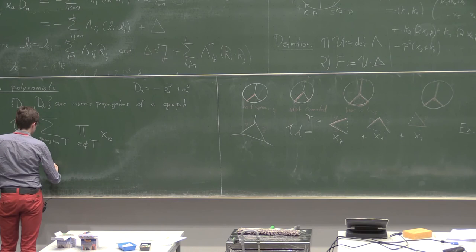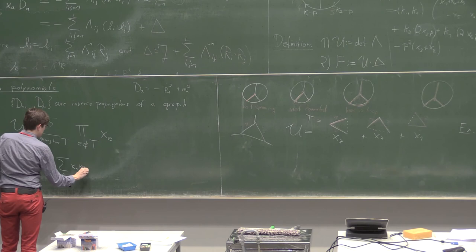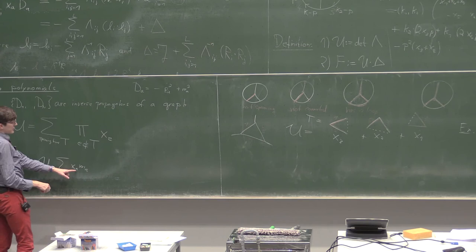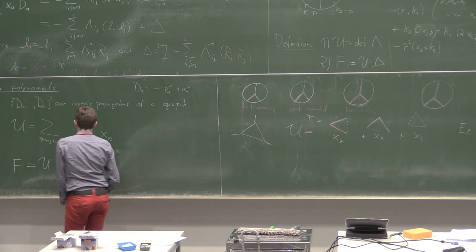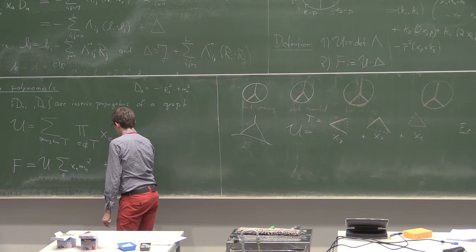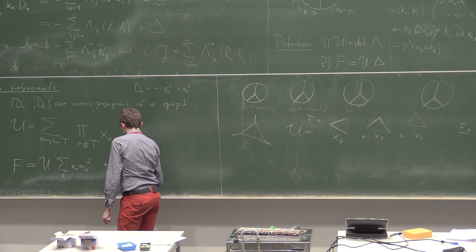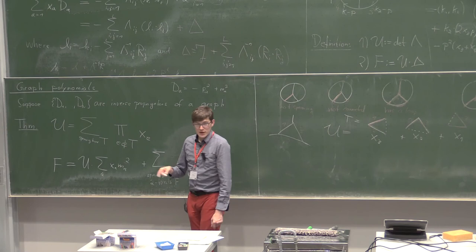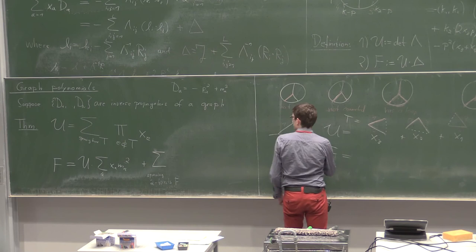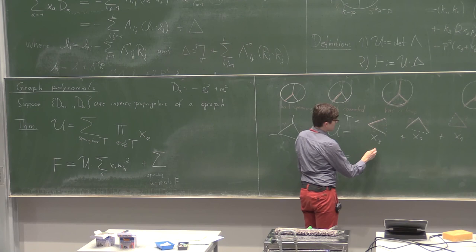So F is U times the sum over all edges, multiplied with the Schwinger parameter for that edge times mass squared. And then you have a term similar to this one, where you sum not over trees, but pairs of trees. These are called two-forests, so forests of two trees. In order to get a two-forest, you have to leave out one more edge. So let me only consider these terms, which I haven't even written yet. What you could do is you delete one more edge. So suppose you only keep one. So you delete two edges.